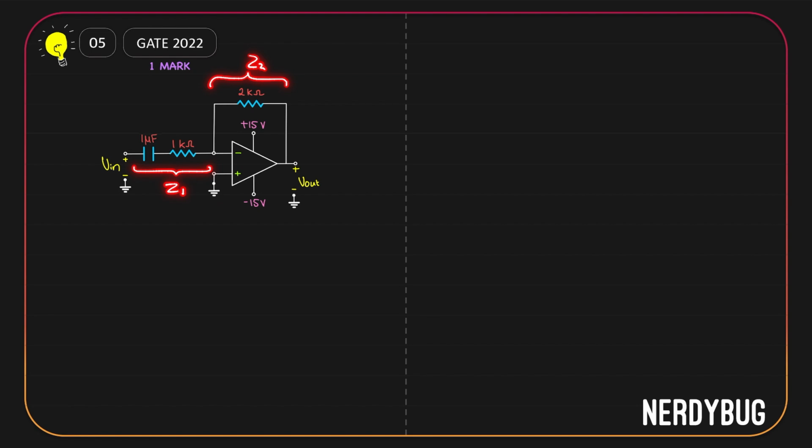Then, since this is an inverting amplifier, the gain will be minus Z2 by Z1. Let us call the capacitor C, the resistor over here R1, and the resistor over here R2. Now, like we already said, the gain will be negative of Z2 divided by Z1. Here we only have a resistor, so Z2 is just R2. Here we have R1 in series with C. So the total impedance will be R1 plus the capacitive reactance, R1 plus 1 by j omega C.